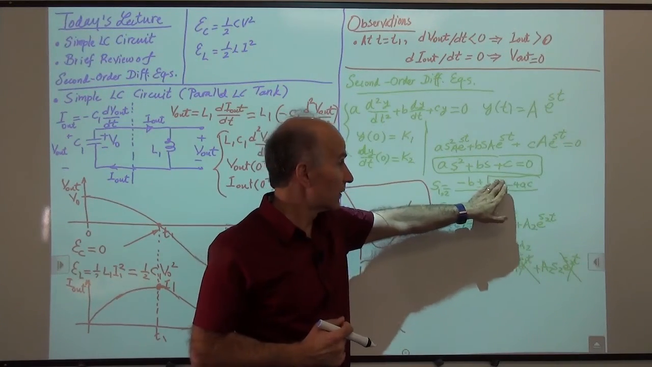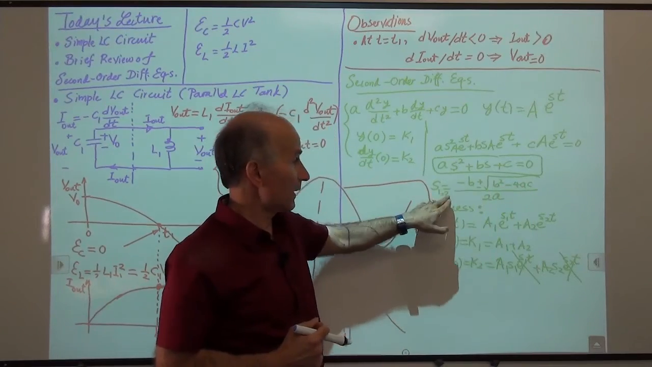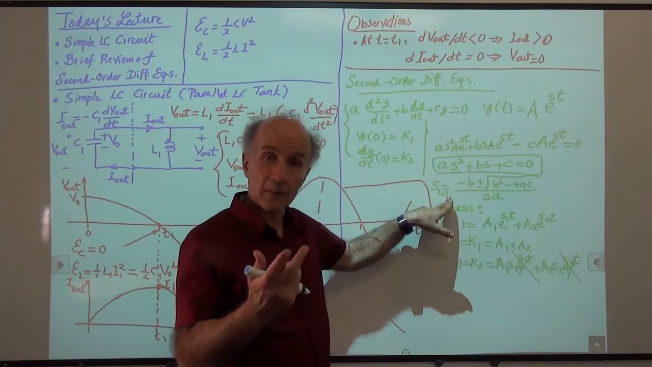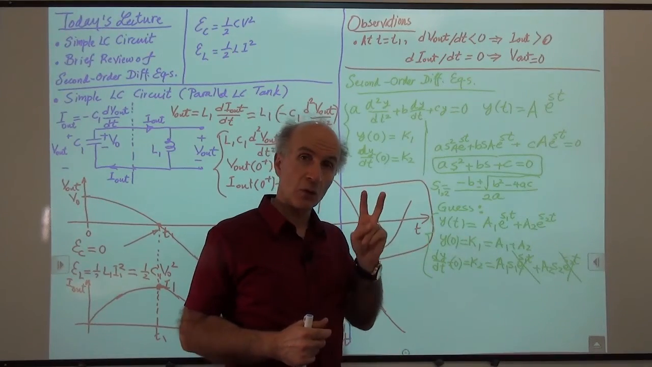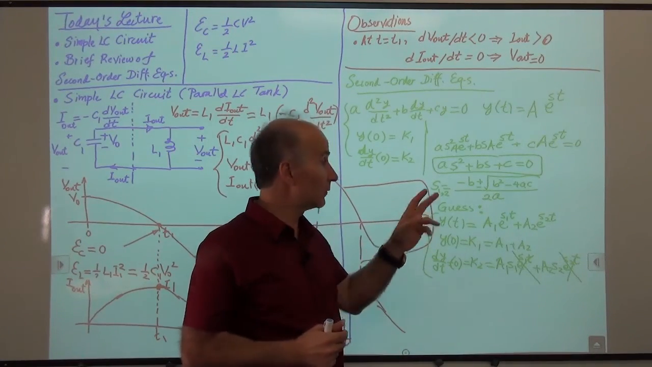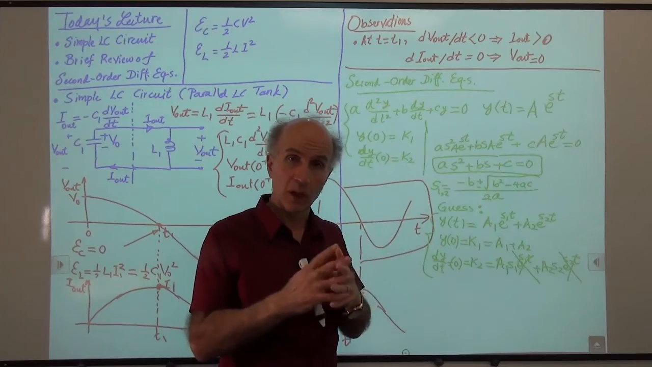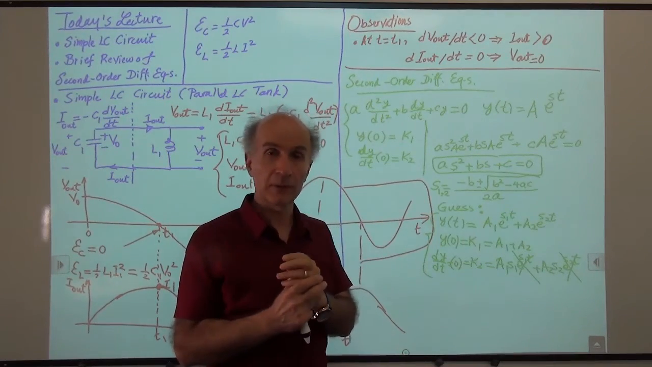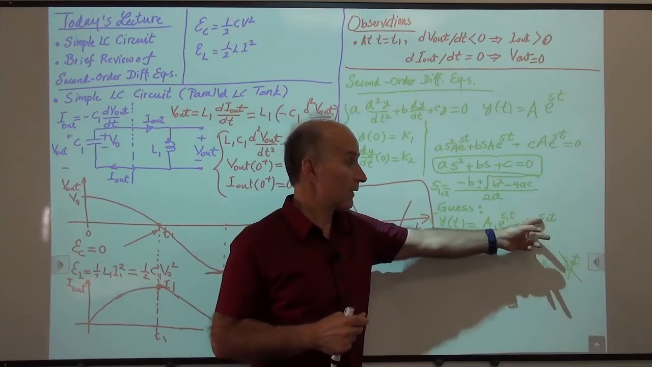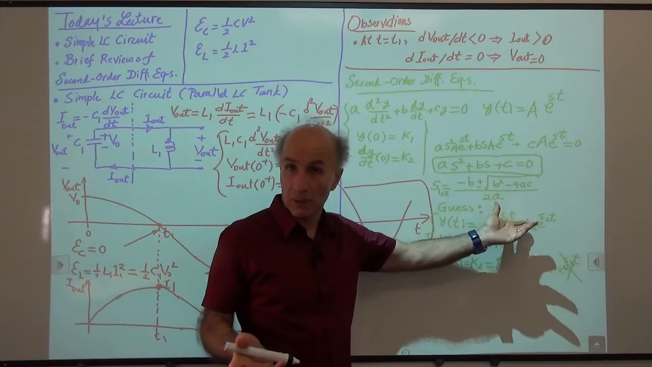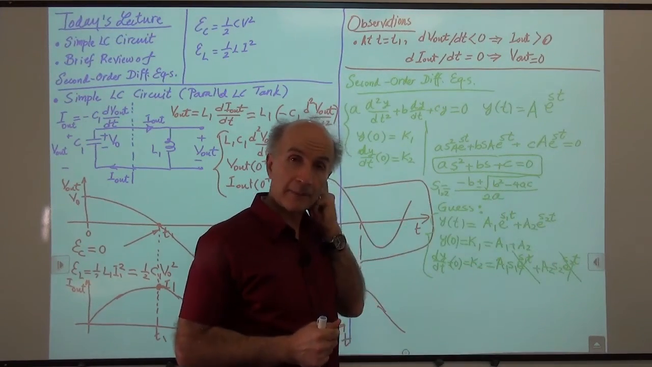If this is 0, then s1 and s2 are the same. They're equal, right? Because it's just minus b over 2a. So the two poles, the two roots collapse into 1. Now we have only one root. Then what do I do? How do I write this? I don't have s1 and s2. So I'm stuck, right? How do I do that?